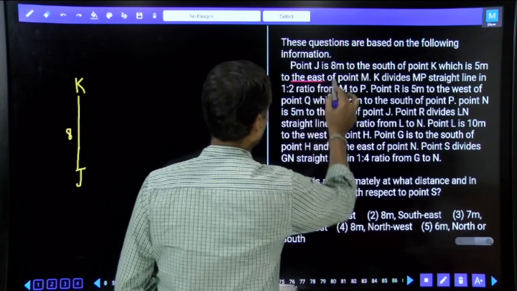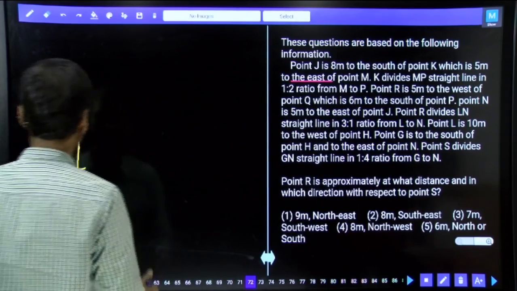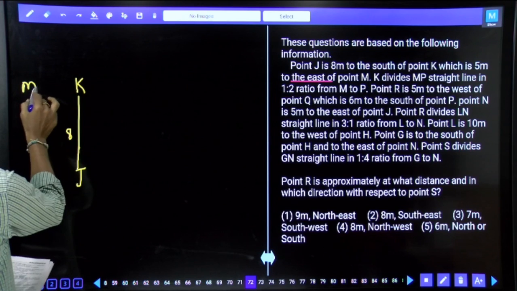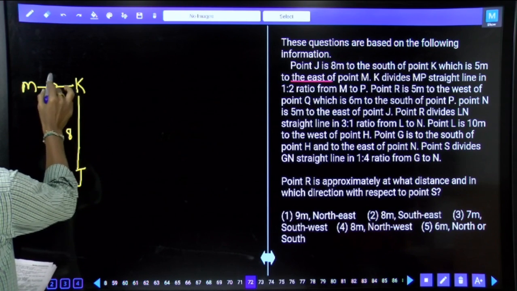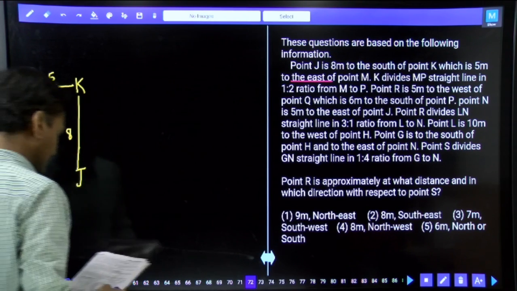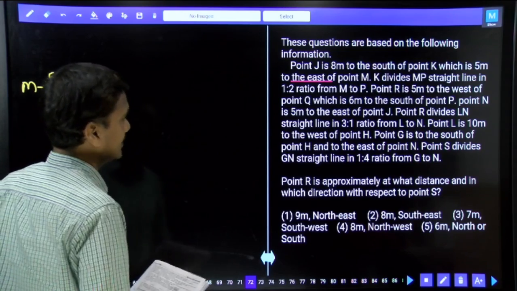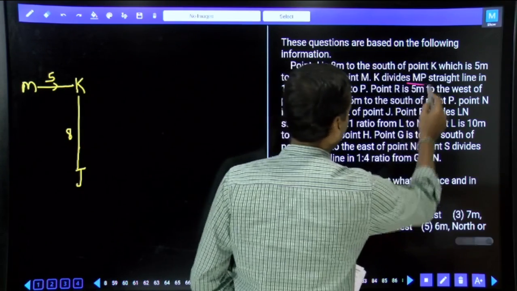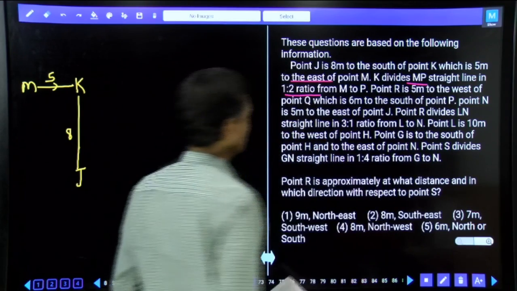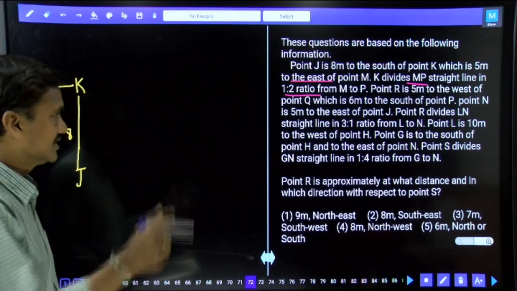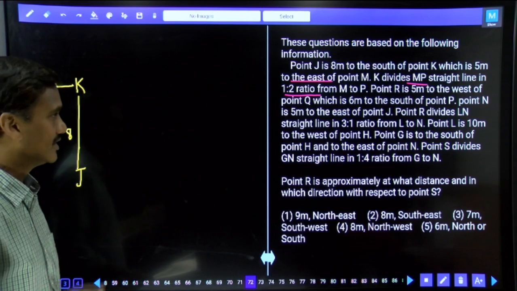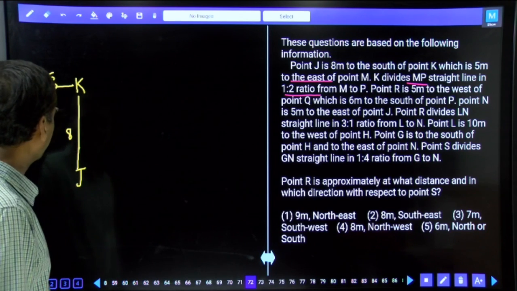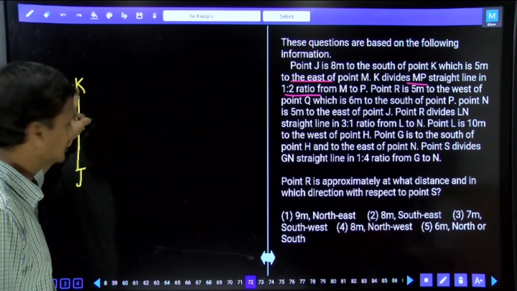K, which is 5 meters to the east of M. Now this K itself is 5 meters to the east of M. Now the distance between these two is exactly 5 meters. And next one, K divides the M and P straight line in the ratio 1:2. Now this K is dividing the M to P straight line in the ratio 1:2. That means from M to K it is 1, and K to P is 2.